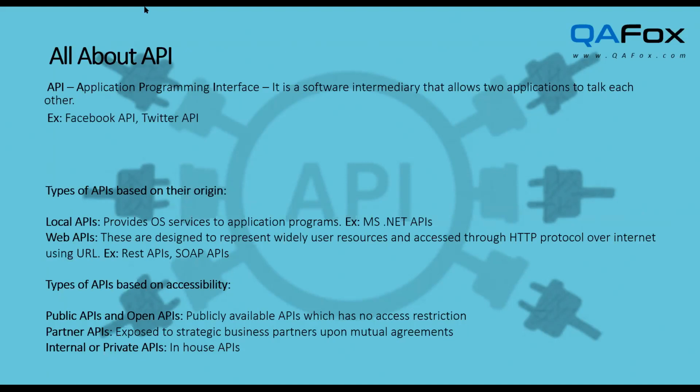Vishwa, can you show any real-time examples for these three types of APIs that you are mentioning here, like public, partner, and internal? Do you have any examples for these things? Partner and private APIs are specific to organizations, so I can't show them, but I can show the APIs which are publicly available. I'll show that.